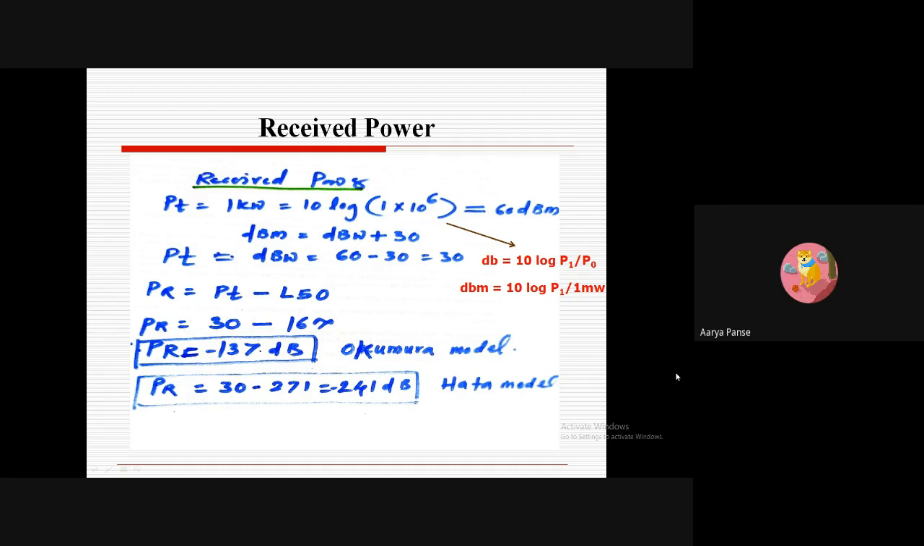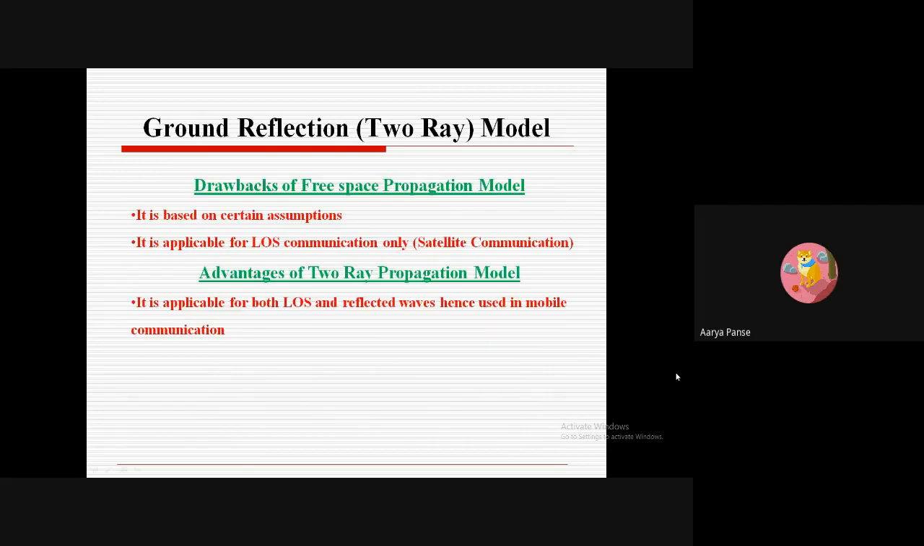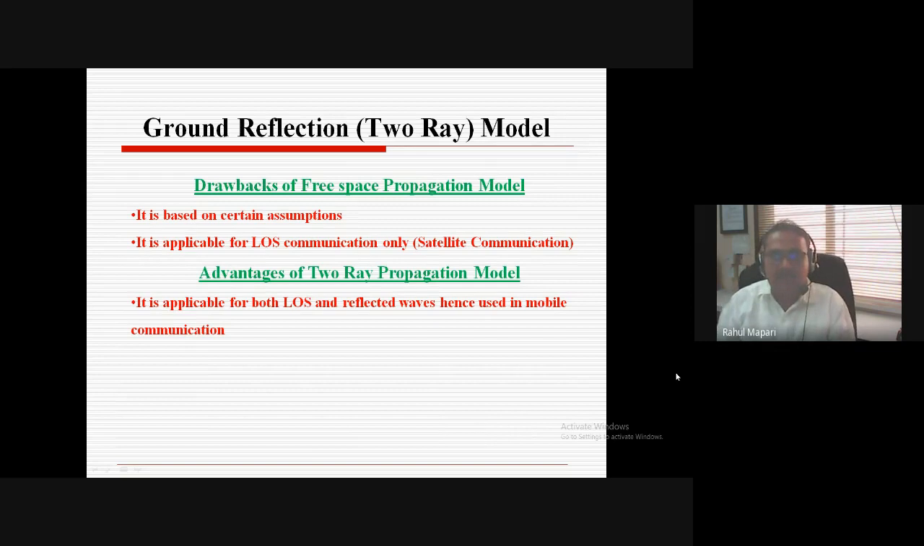Okay. Then the next topic is the ground reflection model. It is also called a two-ray model. It's very, very important. It is a frequently asked question for 6 to 8 marks.